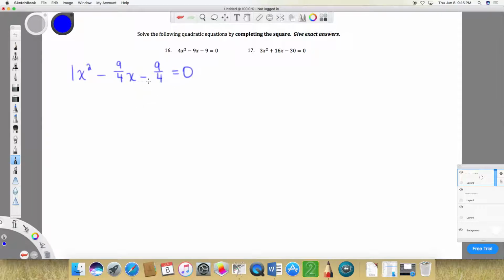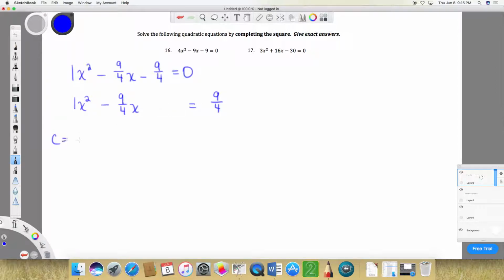So now I need this C to be a specific value. Half of B quantity squared. And right now it's not. So I'm going to add 9/4 to each side of this equation. And I'm going to give myself some room here to figure out what value of C I want right here.